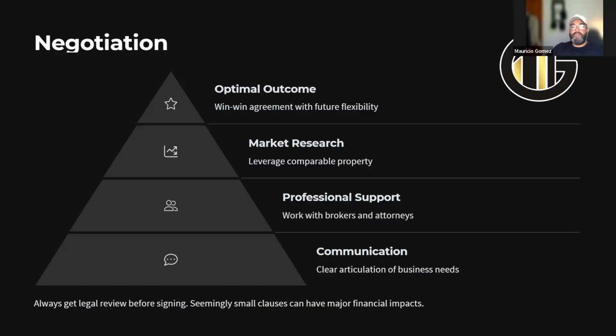A lot of what's going to give you leverage is the market research. If they're trying to charge you $30 a square foot, but the two buildings next to you are leasing out for 20, 25, that immediately gives you leverage on the price point or the base rent.